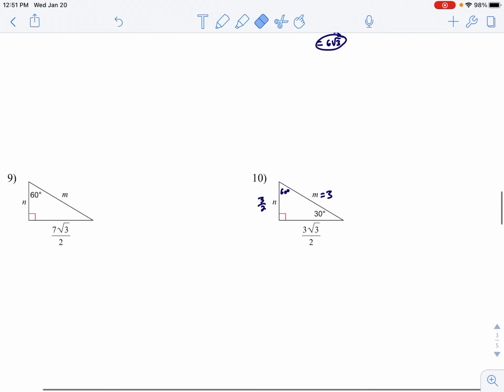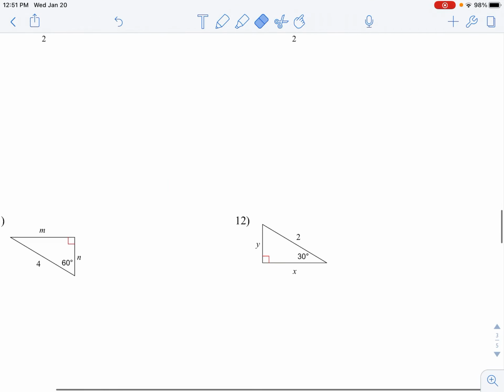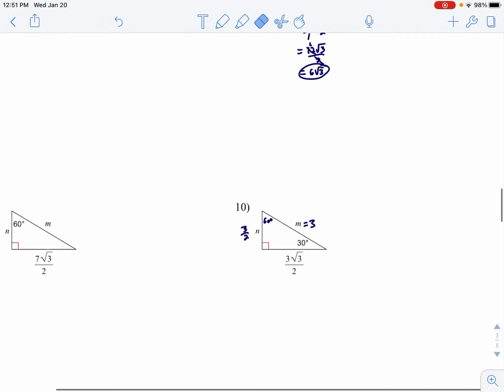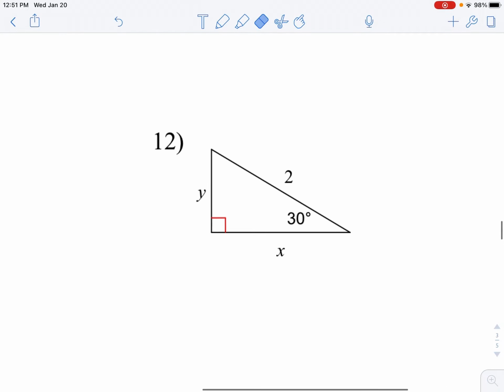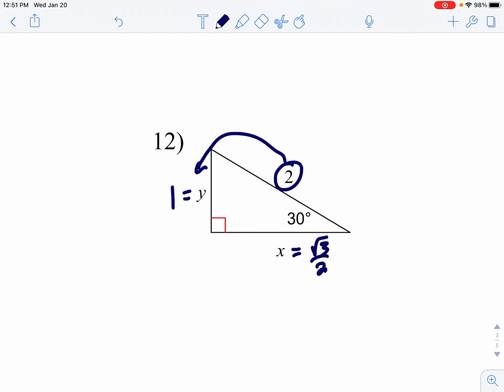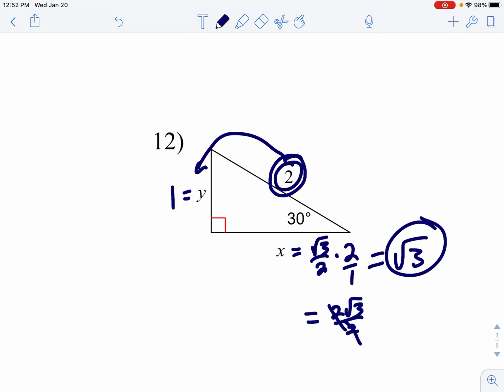Maybe I should be checking these. Well, I only got one more, so we'll do this one, then we'll check it. Okay, the hypotenuse here is 2. This side is half as big as that side. Half of 2 is 1. This side is the square root of 3 over 2 times the hypotenuse. When we multiply that, you put this over 1, you get 2 square root of 3 over 2, and the 2's cancel, and this side just works out to be square root of 3.